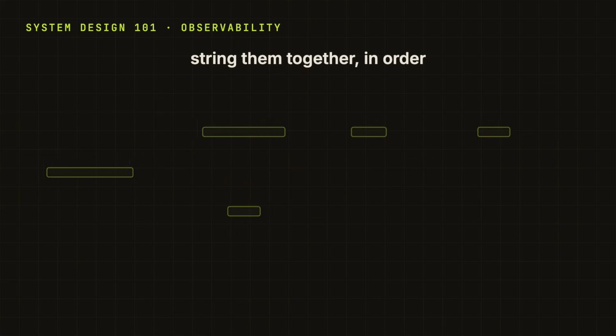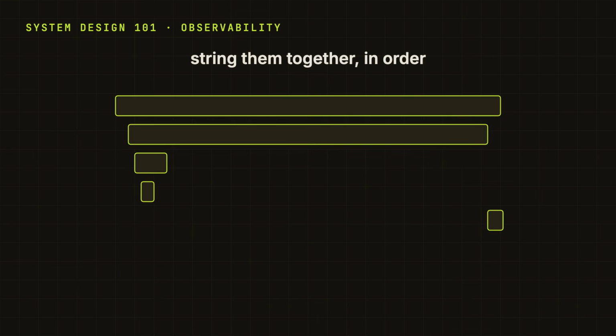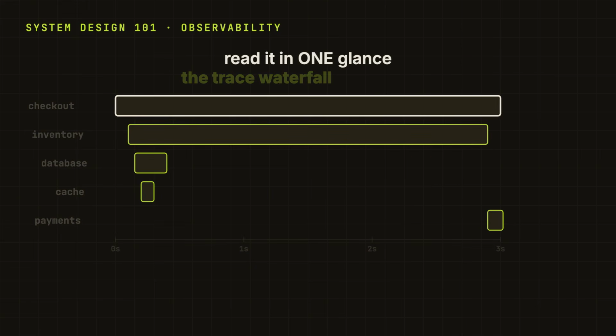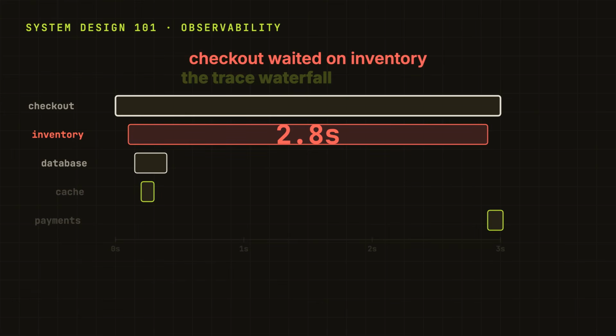Now, string all the spans for that one request together in order, and you get a picture. It is called a trace waterfall, a stack of bars, one per service, each as wide as the time it took. And the big outer bar is our whole 3-second request. And you read it in one glance. Almost the entire 3 seconds is one long, fat bar sitting inside. Checkout's own work was tiny, the database was quick. But there it is. Checkout waited 2.8 seconds on the inventory.